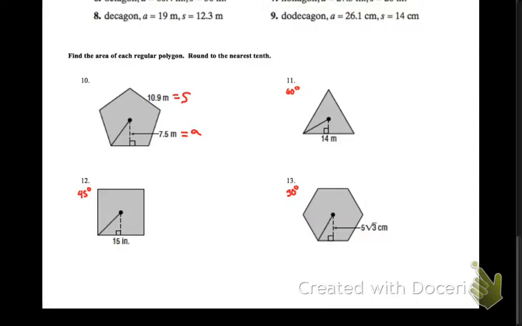Find the areas. I'm not going to show you the answers at this point in time. I want to see if you can get these right. Show me some work. You can do it.